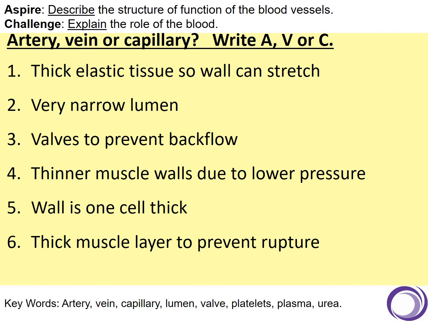Okay, let's go for the answers. So thick elastic tissue is an artery because it needs to be able to stretch. A narrow lumen is a capillary, but you could put artery as well because it does have a smaller lumen. Valves is a vein. Thin walls due to low pressure is a vein again. Walls are one cell thick, that's a capillary, and then thick muscular walls is an artery.